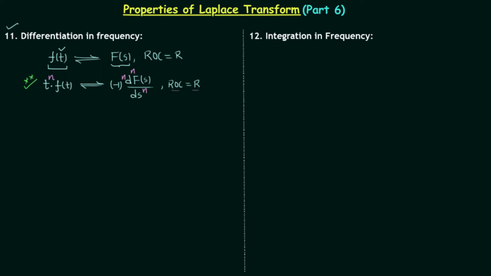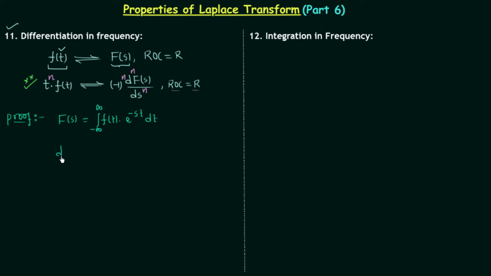So this is our differentiation in frequency domain property, or differentiation in S domain. Now we will prove this property, and we will follow the same process. First we will write down the Laplace transform F(s). It is equal to the integration from minus infinity to infinity of f(t) multiplied by e power minus st dt. And now we will differentiate both the sides with respect to s, one time.